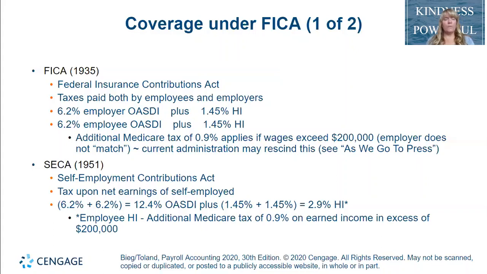Okay, so SECA is 12.4% for Social Security and 2.9% for health insurance or Medicare. And basically all that means is the self-employment rates are both the employee and employer rates. So as a self-employed individual, you're basically taxed as if you were both the employer and the employee. And of course, if the earned income is in excess of $200,000, there is still that 0.9% that you would pay as an employee for the additional Medicare.